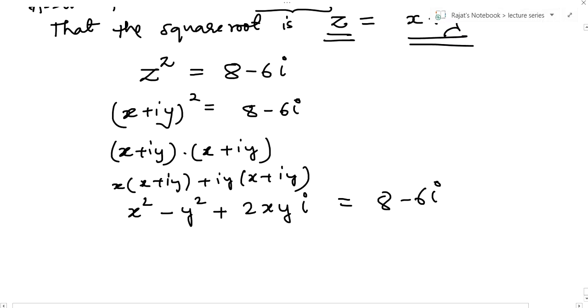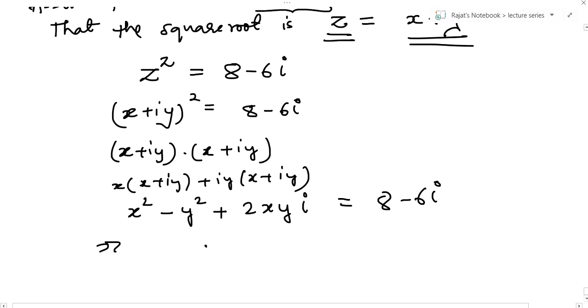Now remember that in a complex number, just like vectors, you have to compare the real part with the real part and the imaginary part with the imaginary part. In vectors, suppose there is a vector in the form of i, j, k, and you have equality between the left hand side and right hand side, you compare the i component on one side with the i component on the other side. Similarly, you do it with j and k. So the same is with complex numbers.